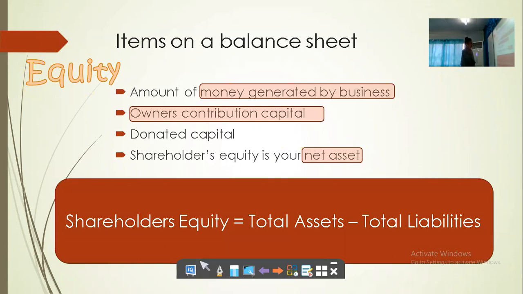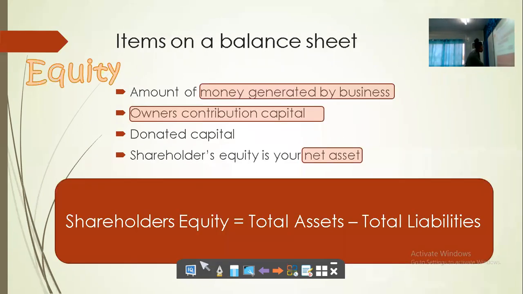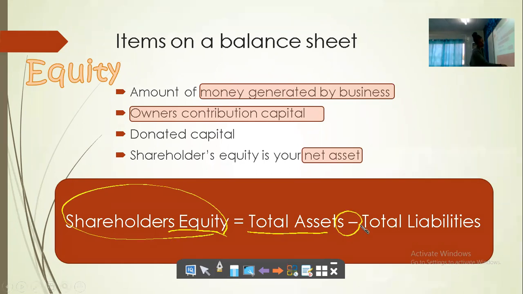So you know the main formula of a balance sheet: assets equals liabilities plus equity. That formula can be rearranged to make equity the subject. Shareholders' equity or owner's equity is equal to what? Total assets minus all the debts of the business.